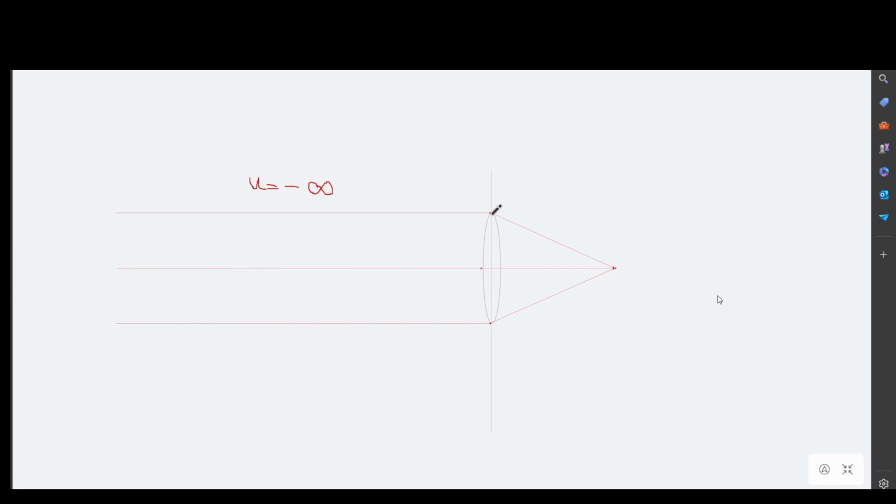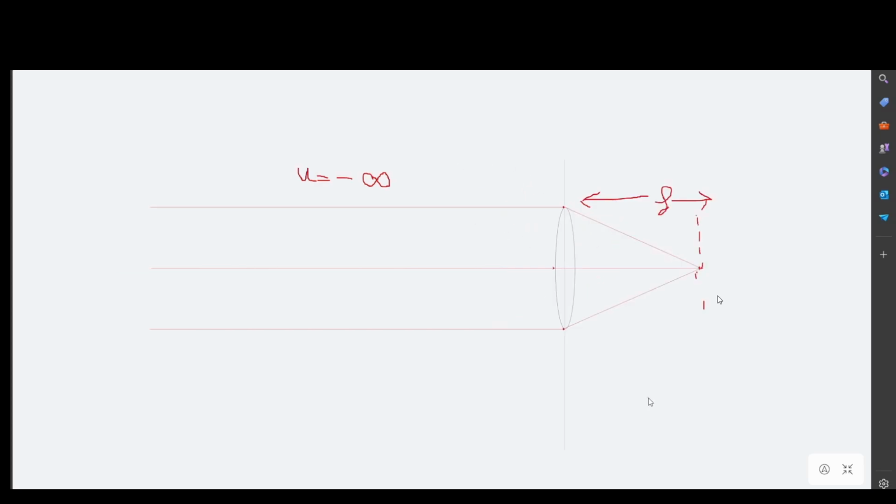So every lens has something called a focal length. And the focal length is where the image is formed when the object is at infinite distance away from the lens. So this is the focal length. And you can call this the focal point. But the focal length of the lens is what is important.